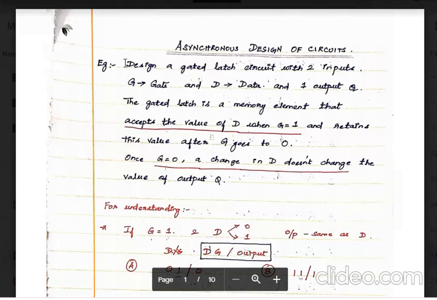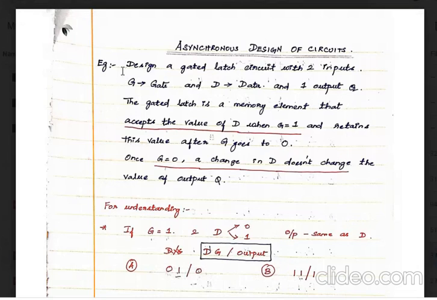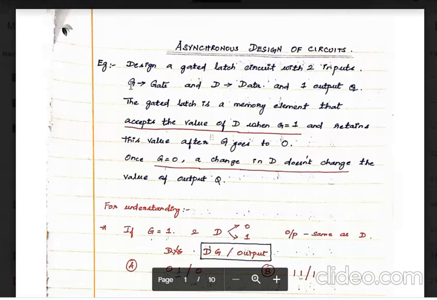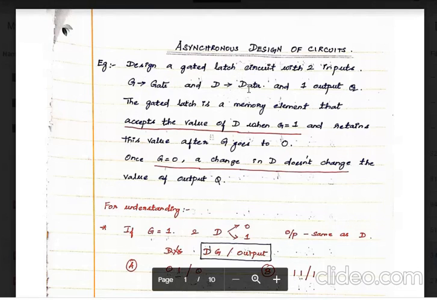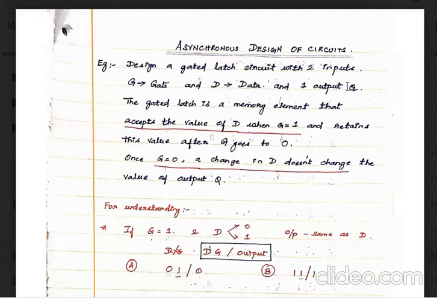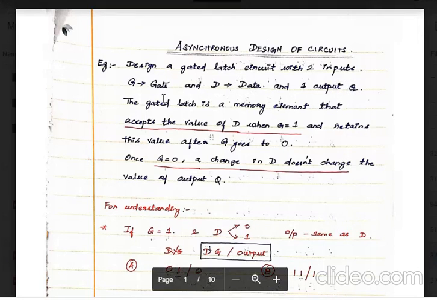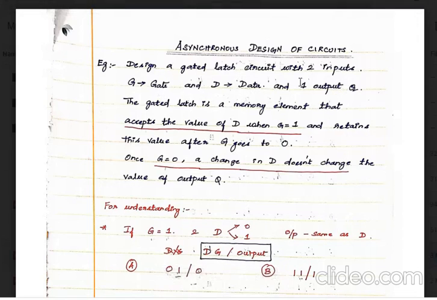Okay, so let's go into the question here. This is your example question. This is one big question which will depict half of the unit on asynchronous sequential circuits. And here you can see a design of a gated latch circuit with two inputs, G and D. G is a gate and D is data, and one output Q. So you have two inputs and one output.